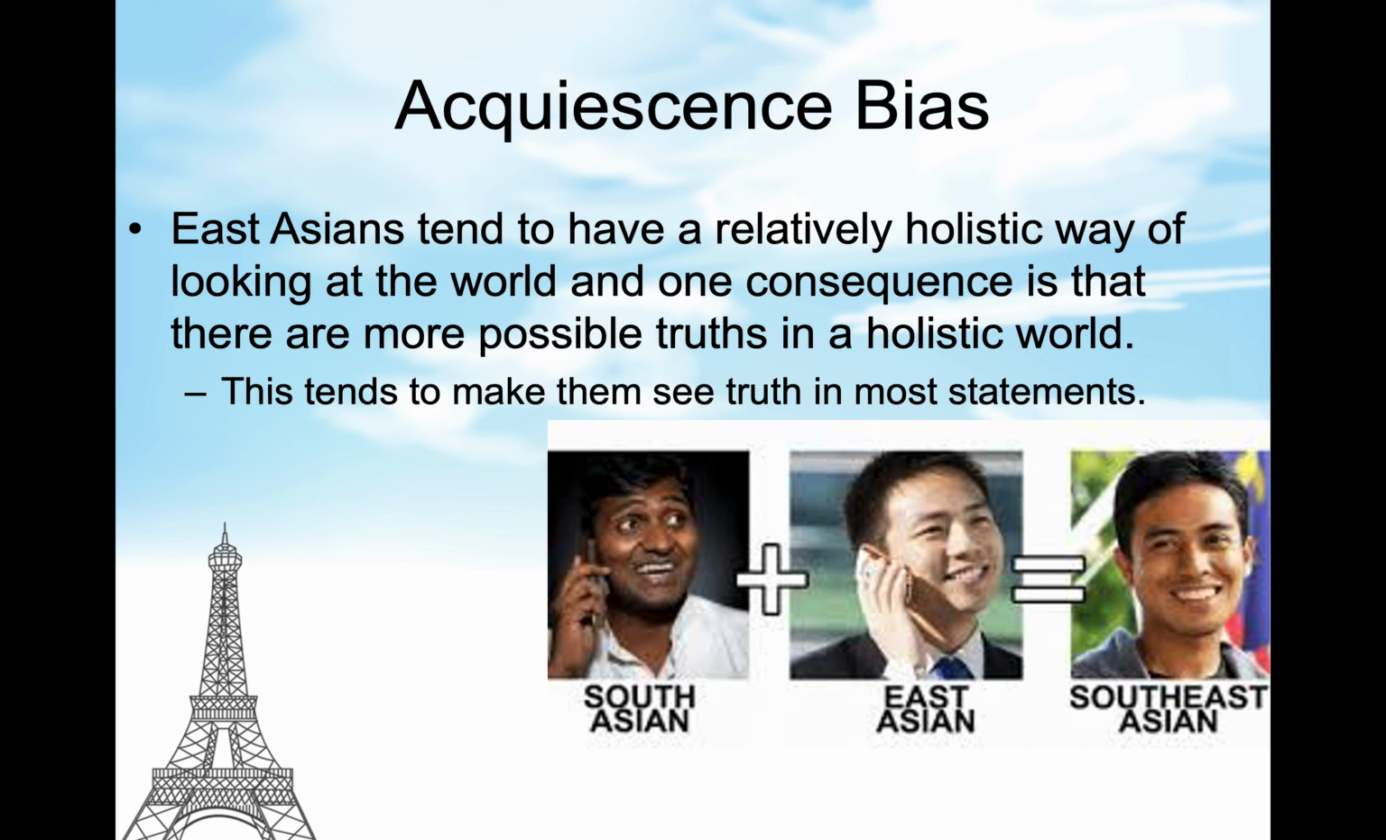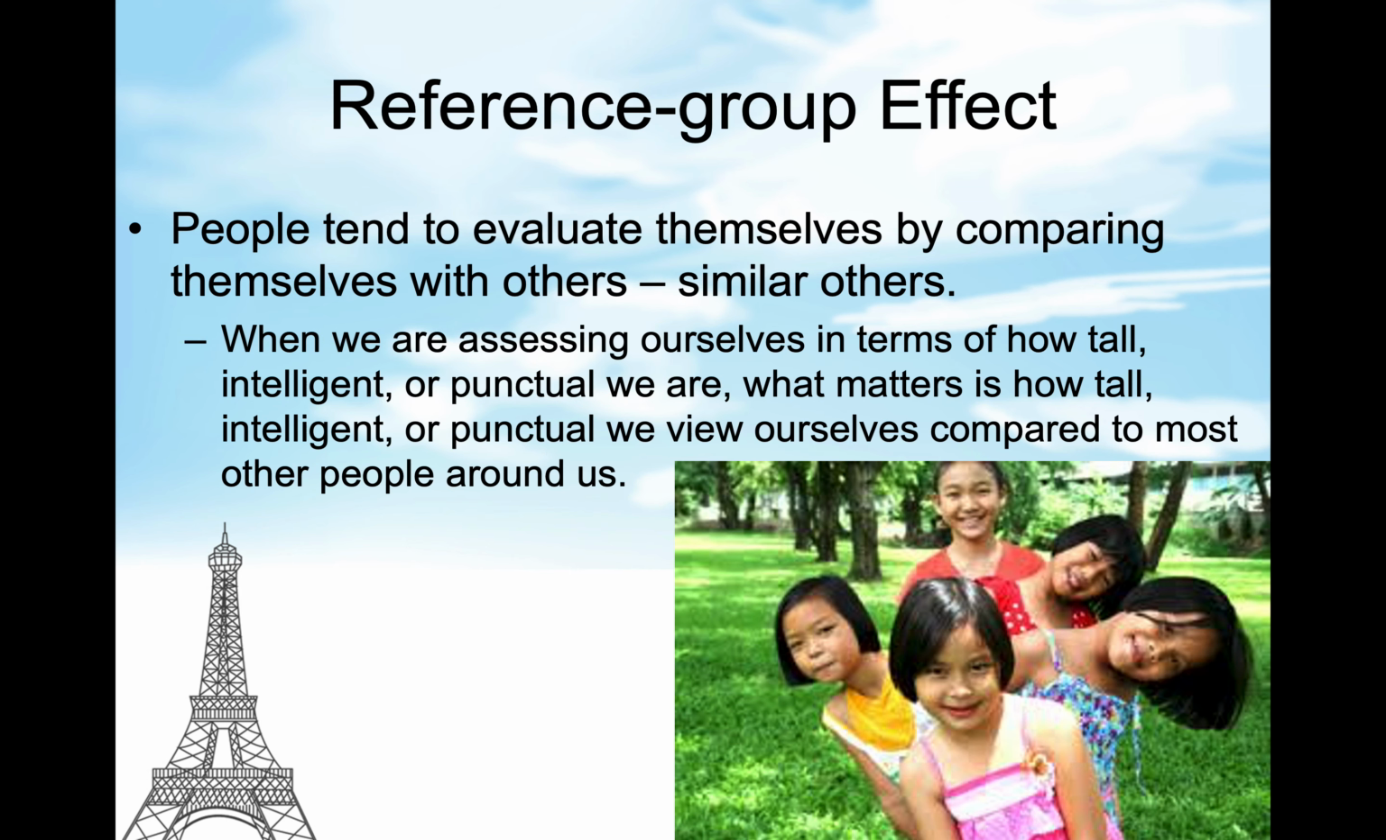East Asians tend to have a relatively holistic way of looking at the world, and one consequence is that there are more possible truths in a holistic world. This tends to make them see truth in most statements. So that's the problem with the yes. They're always saying yes because I can see something in there that is positive, so they'll just say yes, rather than explain to you what is negative and what's positive.